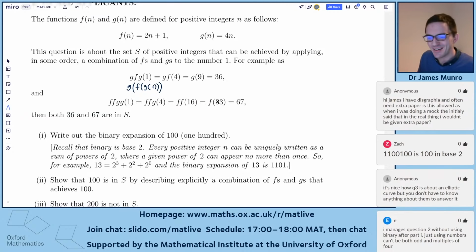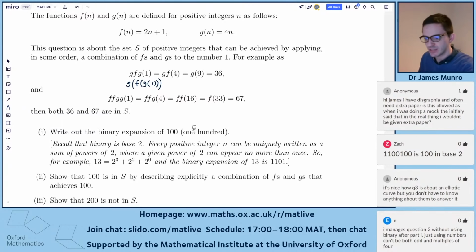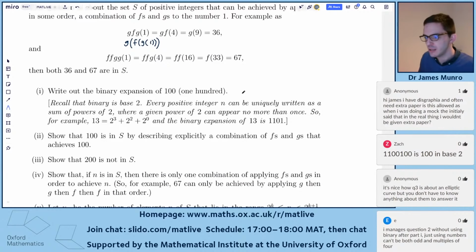Cool. Okay, we've got functions applying. Anyway, first part of the question is to write out 100 in binary. This means writing it as powers of 2. So the example here is to write 13 as powers of 2. I know that 100 is bigger than 64, and then there's 36 left over.